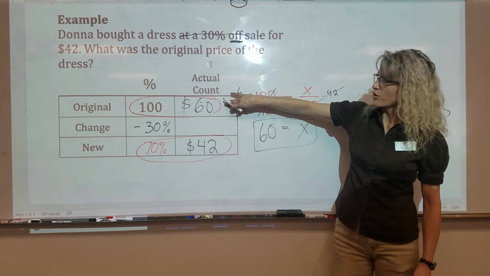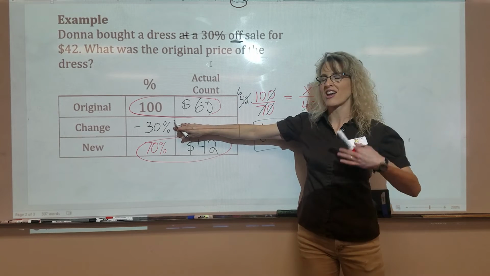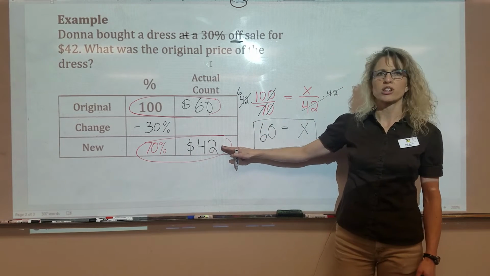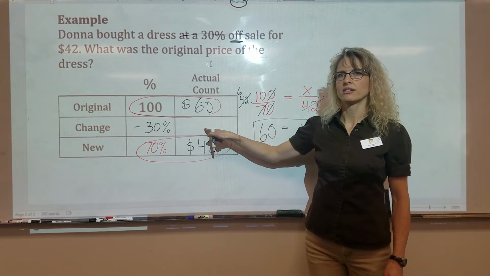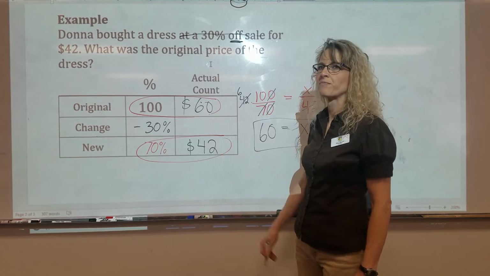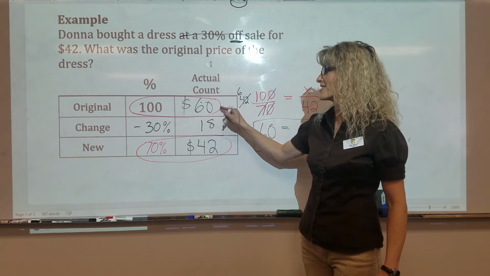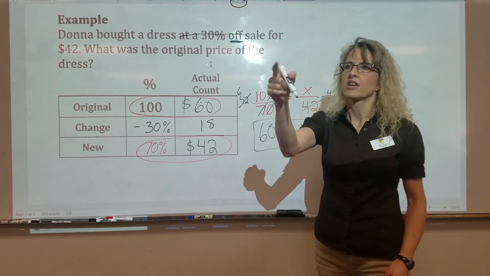Does it make sense if her dress started at $60, we had a discount, 30% off, and then she paid $42? Makes sense, right? Could I figure out this one if I wanted? Yes. How would I do that, Maddie? You were nodding. Isn't it 18? Yes. 60 minus 42, or you do 30% of 60.